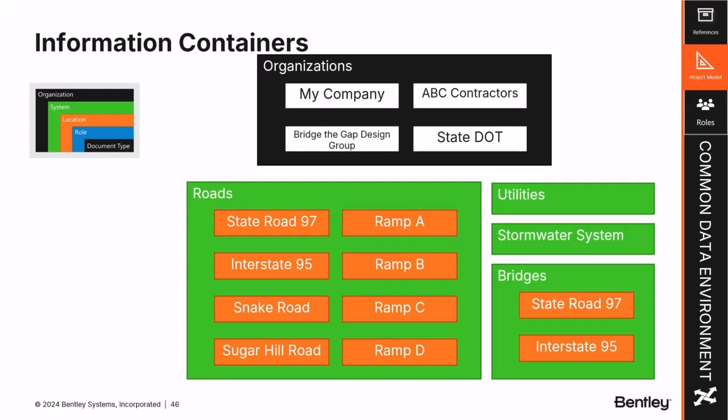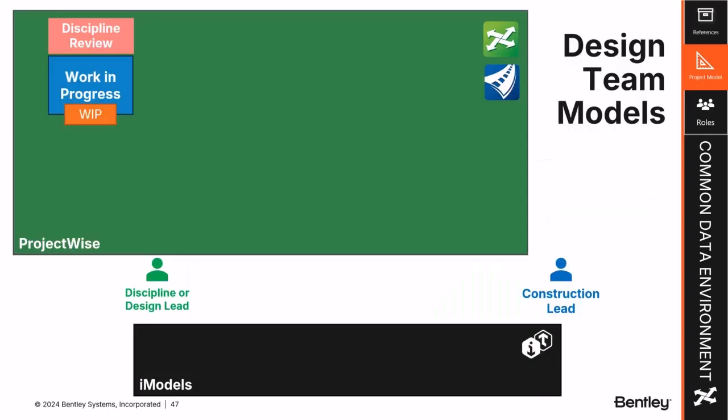We might have some underground stormwater. So that might be a couple of different locations. And same thing with utilities. You could break it down into different locations or types of utilities within the system.